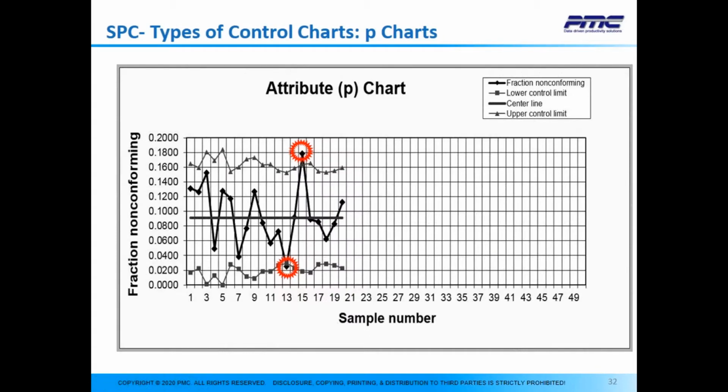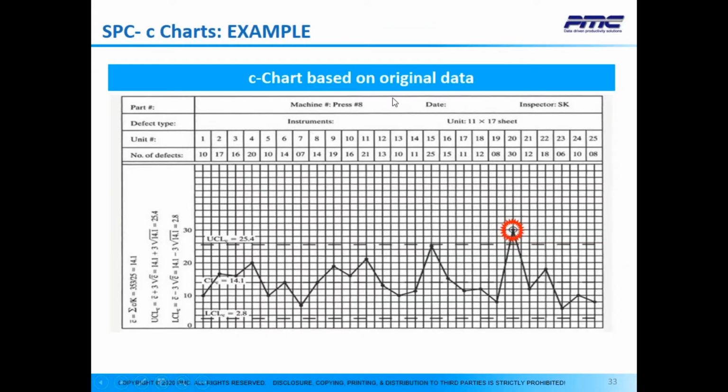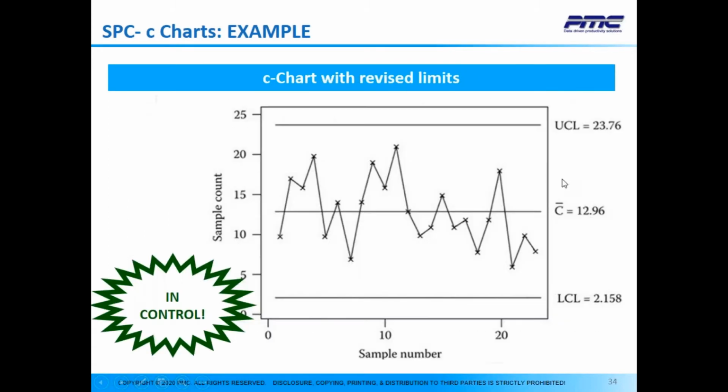Here's another example of a p-chart. As you can see, look at what happens to your control limits. Remember, a p-chart is used when your sample size is not constant, and that's why the upper and lower control limits are not steady. We have two data points out of control. There's a C chart based on the original data, again pointing out one data point out of spec. Here's a good one for a C chart being in control. Nothing is out of spec.